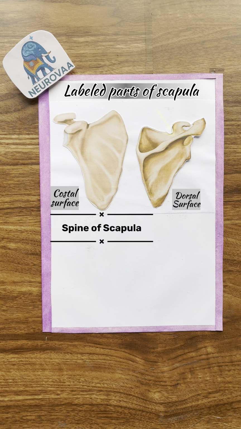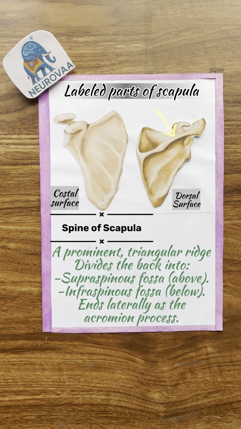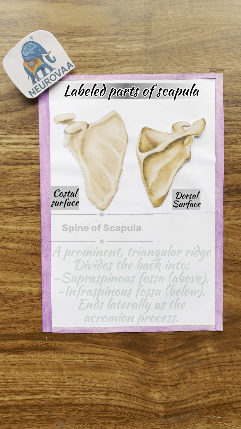The spine of scapula, a prominent triangular ridge on the dorsal surface, divides the back into supraspinous fossa above the spine and infraspinous fossa below the spine, and ends laterally as the acromion process.